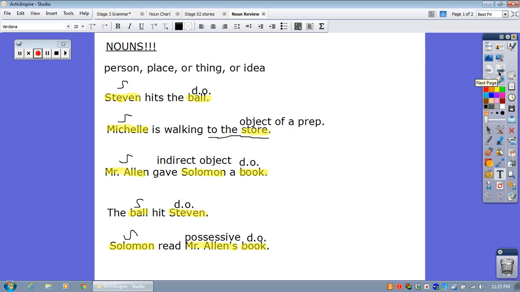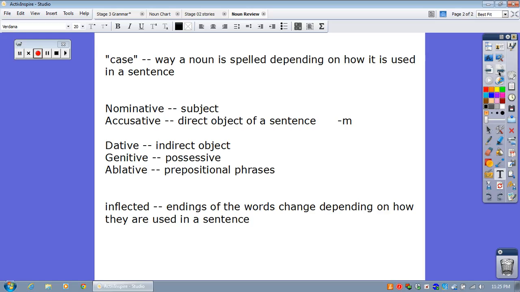Now these uses of nouns, the way that the nouns are spelled depending upon their use, in Latin we call case, and that's really just a shorthand way of identifying it. Imagine if I said, what is the way the noun is spelled when it's the subject of the sentence, versus what's the nominative? It's a lot easier just to say, hey, what's the nominative form of this noun? In other words, what's its spelling when it's used as the subject of a sentence?